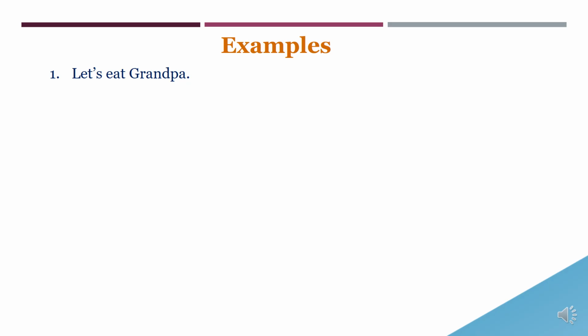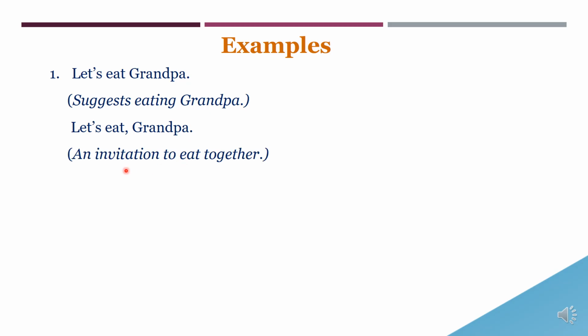First, let's eat grandpa. Now, what does this sentence suggest? It suggests eating grandpa. Now, read the sentence again with a comma. That is, place a comma after let's eat and read the sentence again. Let's eat, grandpa. Now, what does this sentence suggest? It suggests you are inviting your grandfather to eat together.